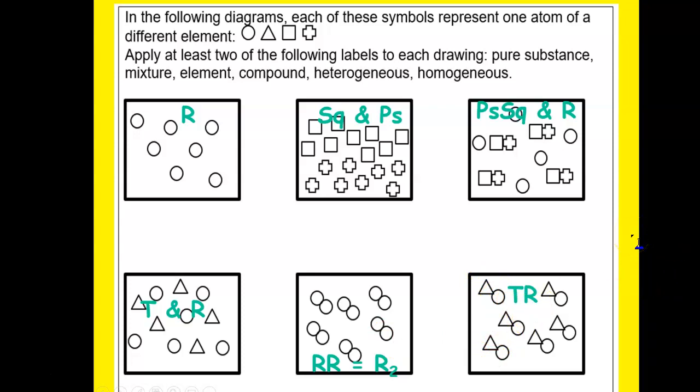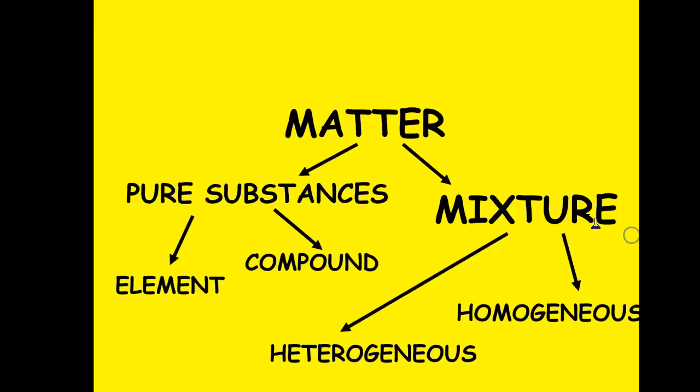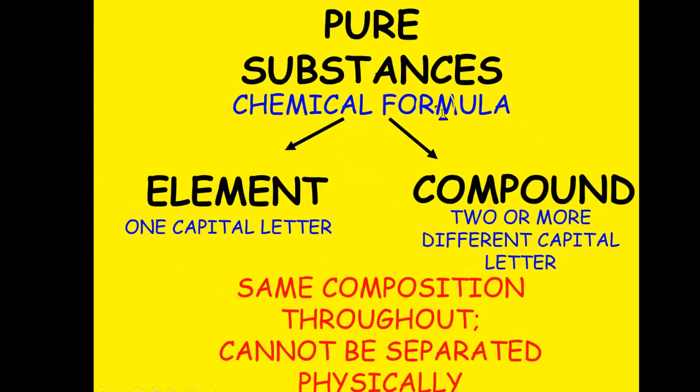So now I'm going to give you another way for you to identify whether it is a pure substance or a mixture. When identifying different types of matter, the first thing that you look at is, does it have a chemical formula? If it has a chemical formula, then we know it's a pure substance. If it has one capital letter, it is an element. If it has two or more different capital letters, then it's a compound. Again, the definition of a pure substance is that it has the same composition throughout and cannot be physically separated.